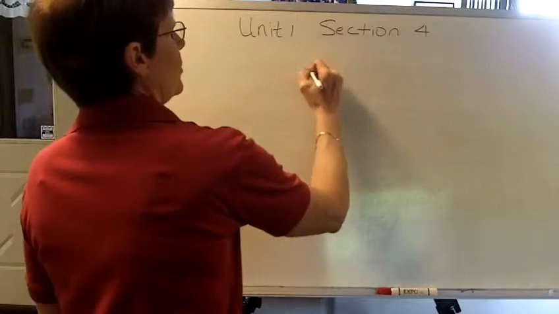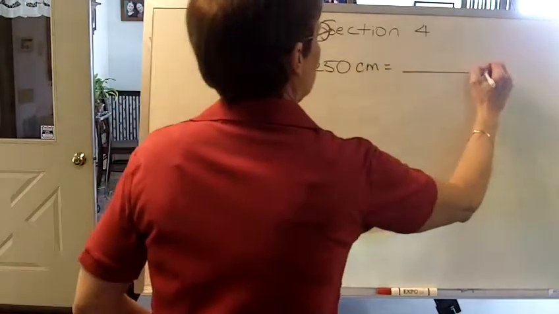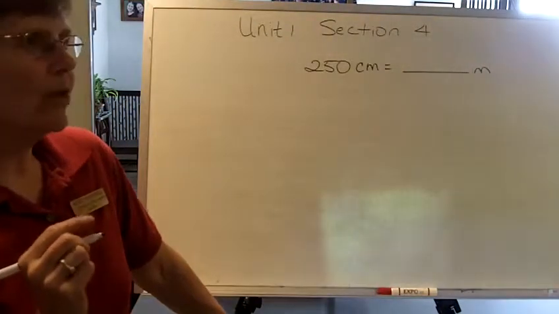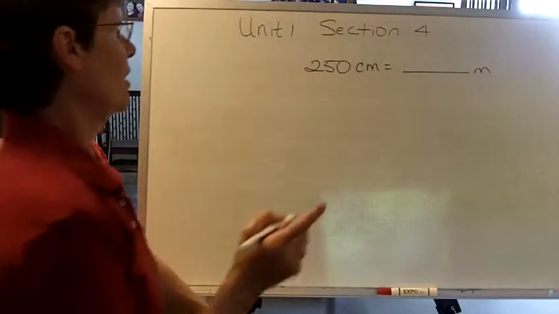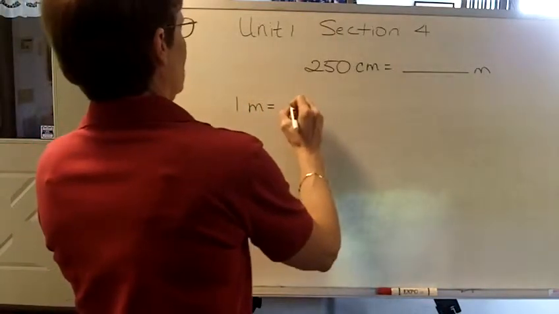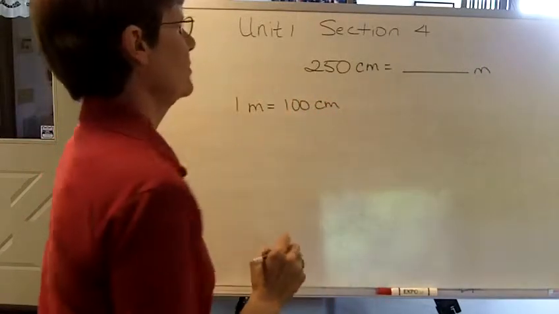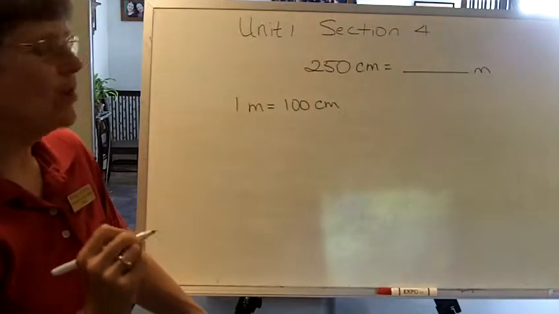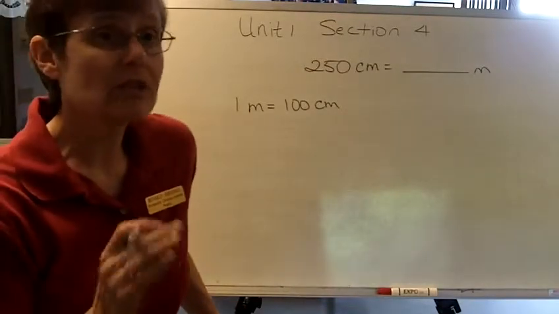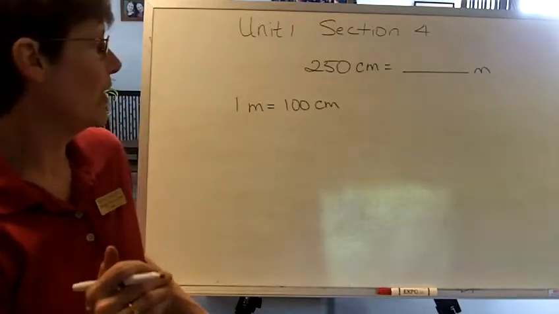So let's say that we want to take 250 centimeters and figure out how many meters that is. So what we already know from what we wrote down a minute ago is that 1 meter is equal to 100 centimeters. So if you're not comfortable just moving the decimal point around, and if you are comfortable, just feel totally fine about doing that. But I'm going to show you a ratio method that will help, I hope.